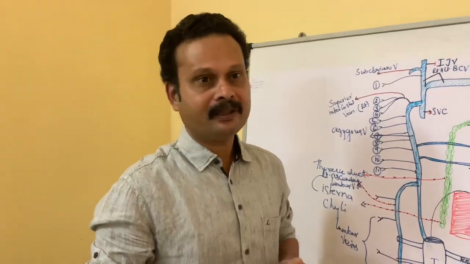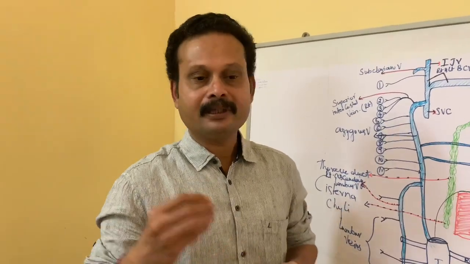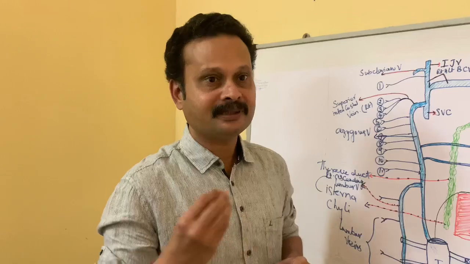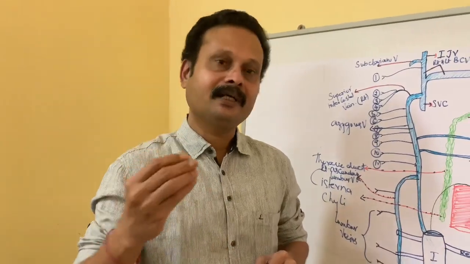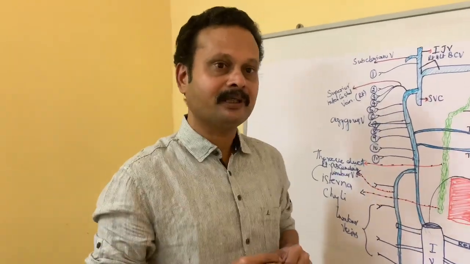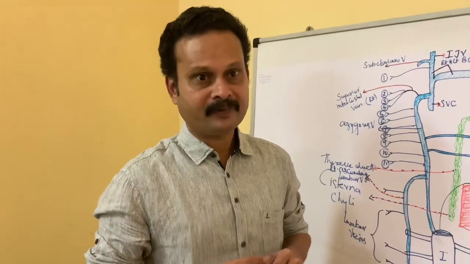Anterior intercostal vein drains into internal thoracic vein in the upper 6 spaces, whereas in the next 3 spaces the anterior intercostal vein drains into the musculophrenic vein.